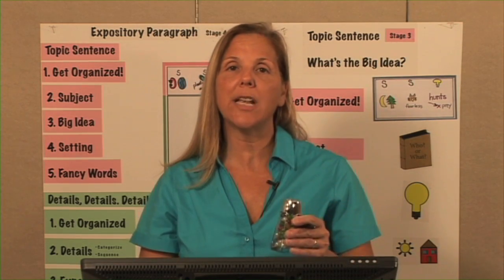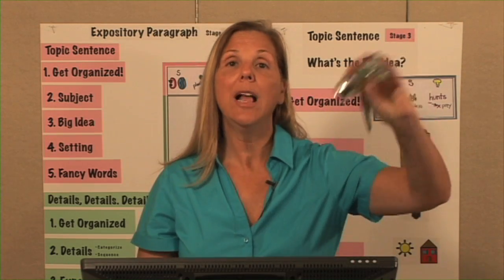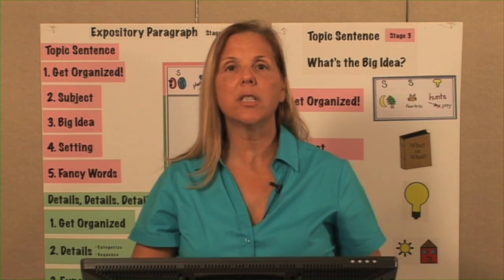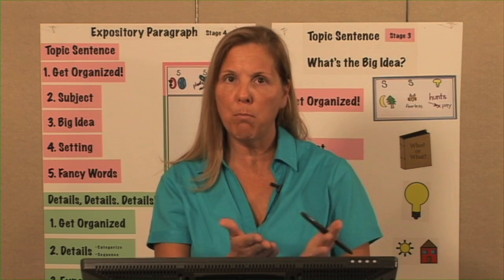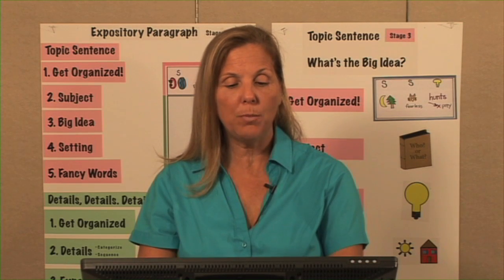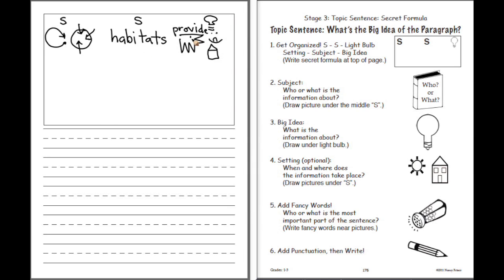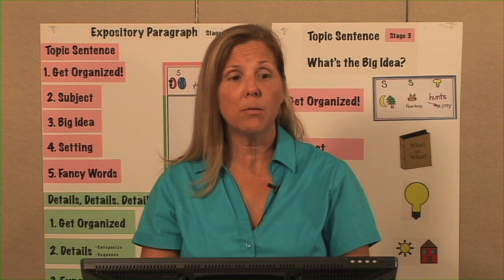And once we know our sentences sound good and our children can say the whole sentence, we are going to add fancy words. Let's see, are there any nouns? Are there any important parts of the sentence that need to be described? Every day, all around the world, habitats provide animals with food and shelter. Habitats would be a great word to add a fancy word to, or animals. How about we go every day, all around the world, habitats. Let's put an X on our animal. Now let's add a fancy word for animals.